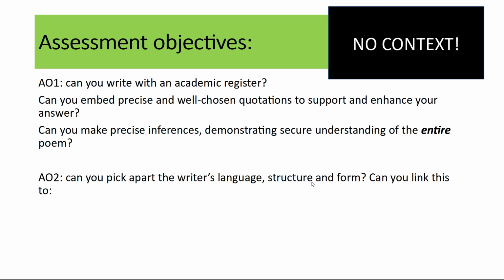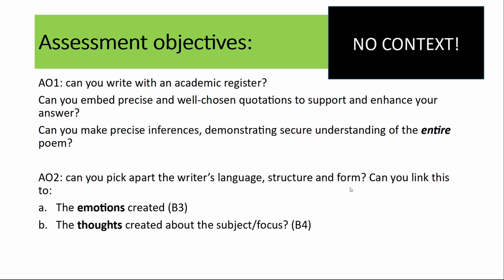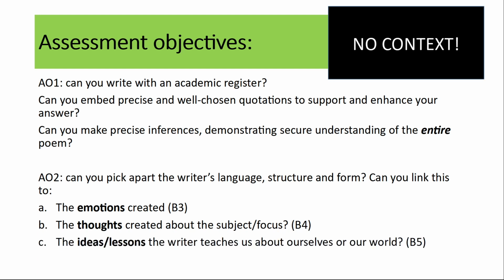So the language choices, the structural choices, the type of poem they've chosen to write. I will go over those very briefly next time I see you on poetry. And it's all about, like with every other literature essay, can you link it to the emotions created, the thoughts created about the subject or the focus, or the ideas or lessons the writer teaches us about ourselves or the world. And really, I think the easiest text to do band 5 with, the ideas and lessons, is a poem, because nobody sits down to write a poem unless they are really intending to change people's ideas or to teach something that they've experienced. And alongside that, of course, they want to shape our thoughts and our feelings as well.